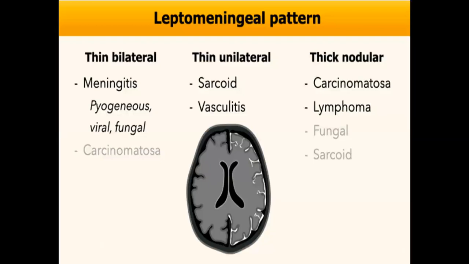Number 3, we have also the leptomeningeal pattern. We have 3 types. We have a thin bilateral, thin unilateral, and thick nodular. The thick nodular would be seen in carcinomatosis and also lymphoma, fungal, sarcoid, and thin unilateral is also in the sarcoid and vasculitis. For thin bilateral, we'll see that in meningitis, like pyogenic, and viral, also fungal and carcinomatosis.